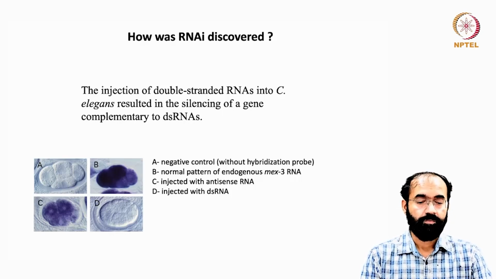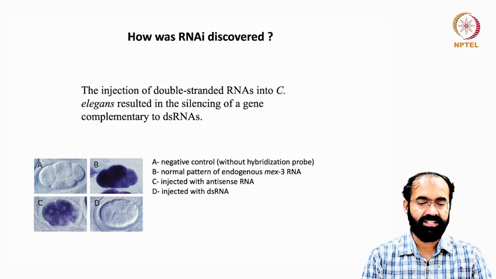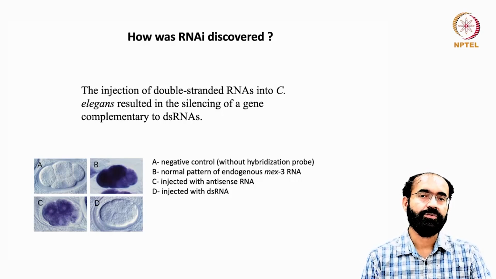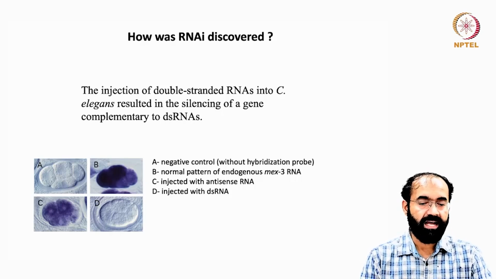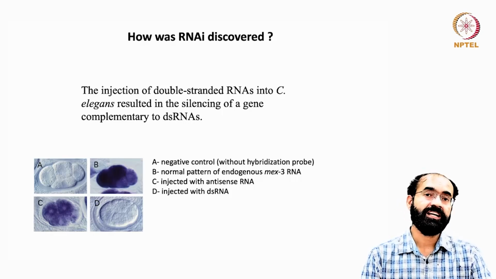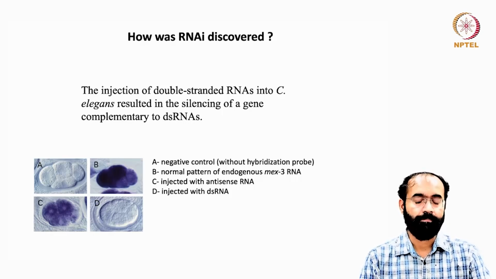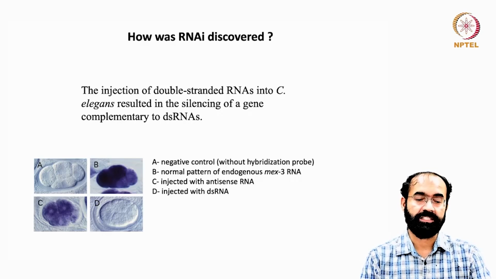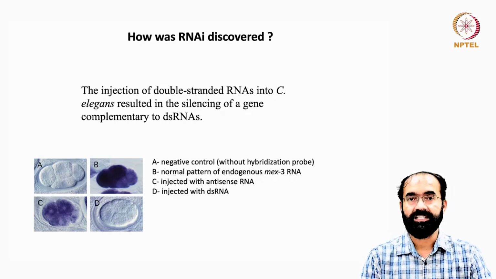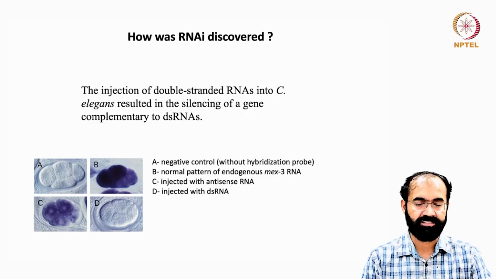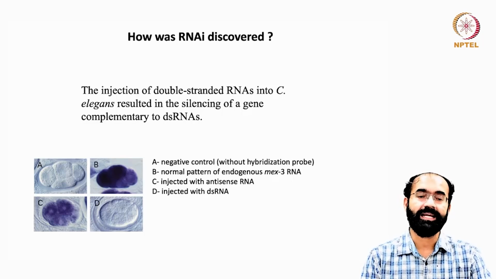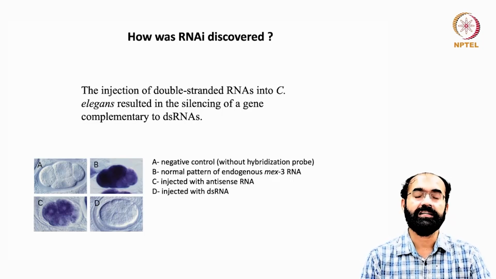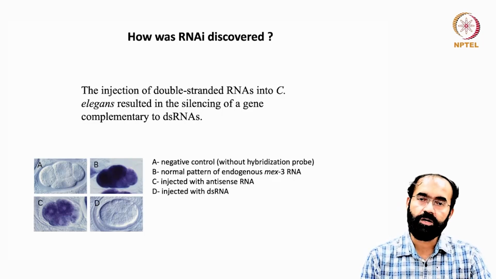In C, MEX3 is there, but you injected antisense RNA. MEX3 is a sense RNA, and you injected an antisense RNA. Whereas in D, you injected double-stranded MEX3 RNA. Because of this, it mimics the lack of expression you saw in the case of A. That is the negative control, meaning no expression of MEX3. So D is now looking exactly like A. It is simply because you injected double-stranded RNA that created a very powerful and very strong response. Here also RNAi has happened.